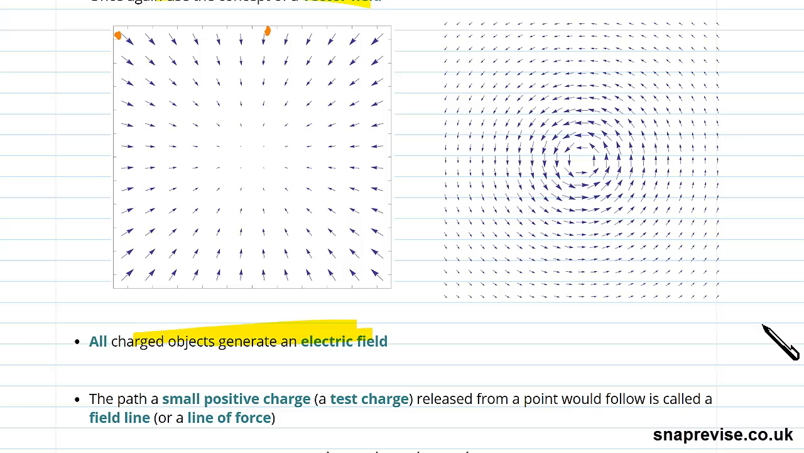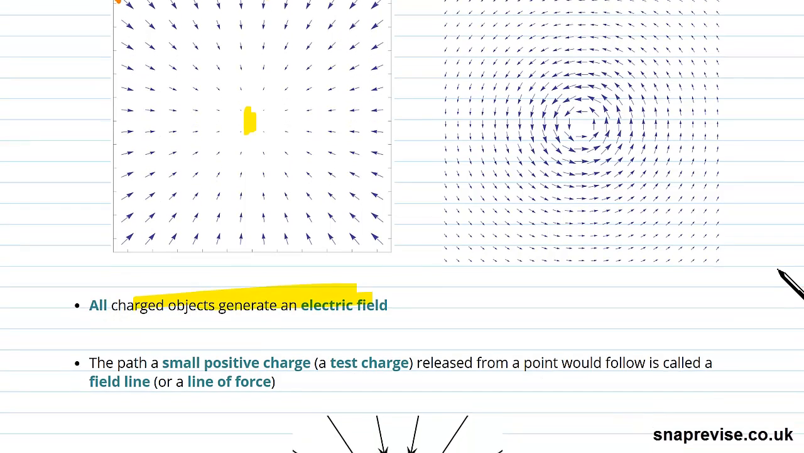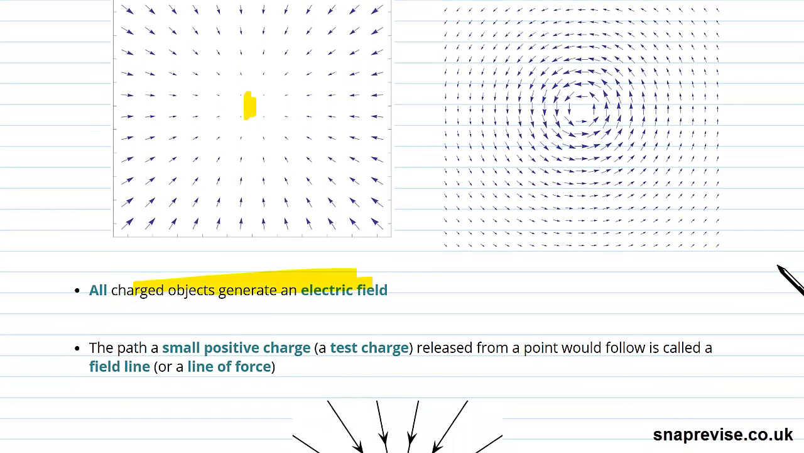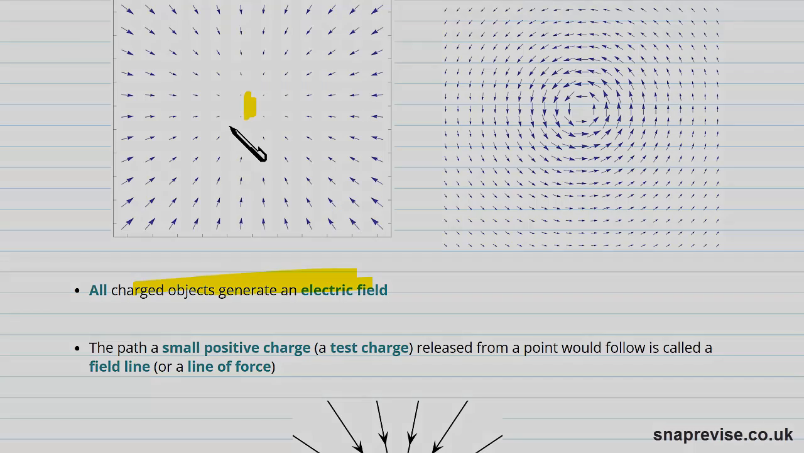For gravitational fields, remember we said that maybe we had a mass in the center here, and the arrows told us the force that a mass would experience. But it's a bit more difficult to do that with charged particles, because remember, charged particles can be positive or negative, and whatever force a negative particle would experience is the same magnitude but opposite sign to the force that a positive particle would experience.